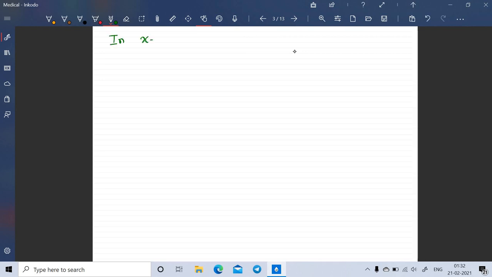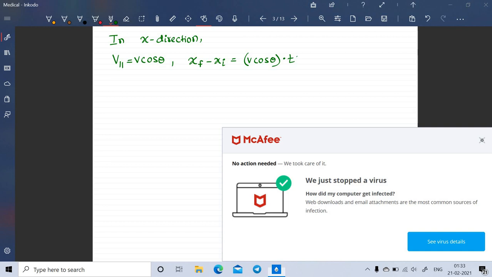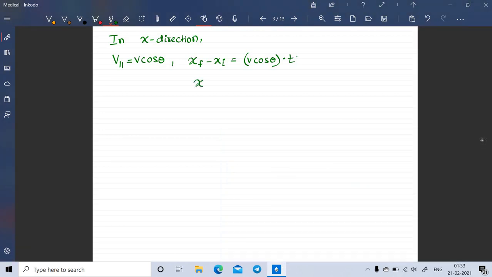In x direction, we have the v parallel component, that is v cos theta, that is going to be constant. So I can say x final minus x initial is v cos theta into t. That is displacement equal to velocity into time, since velocity is constant. So this is how we can write x coordinate as a function of time if the particle initially started at the origin. Correct?